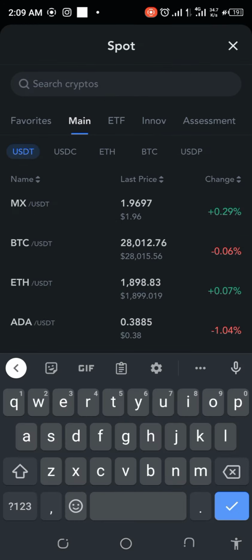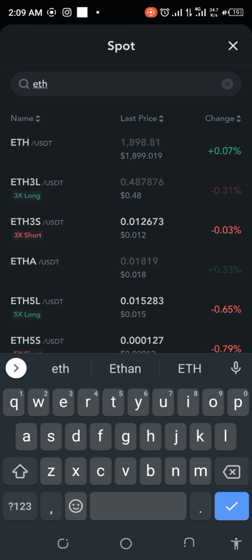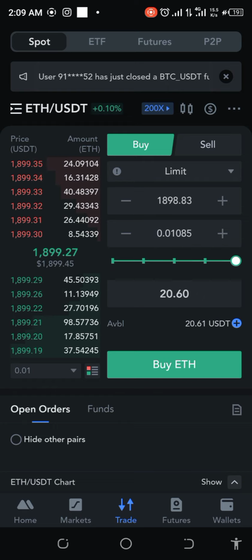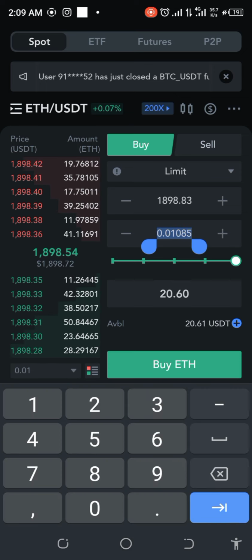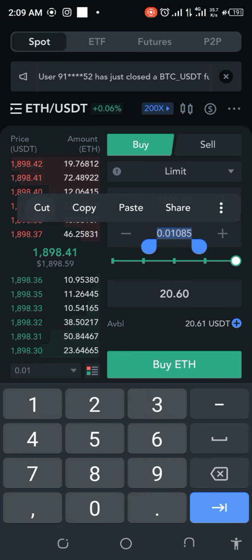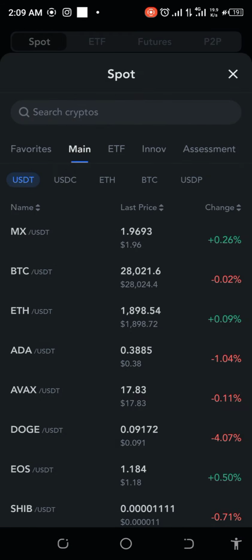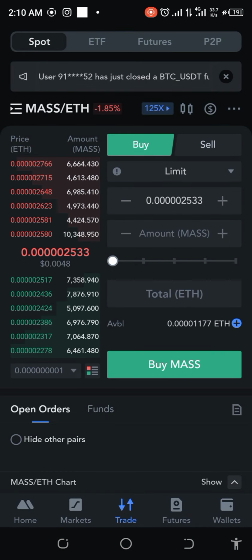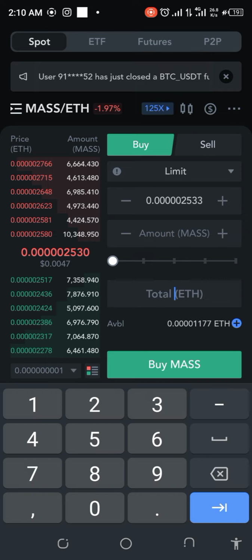Let's go to ETH, and then we'll try to pick up what we have here, like $20.61. I'm just going to pick that all up and copy. Oh, it didn't even pick everything up, it just picked up 20.60. That's fine. Let's copy that, then go over to MASS ETH, because ETH happens to be the lower pair. Then we'll paste this in the ETH segment.